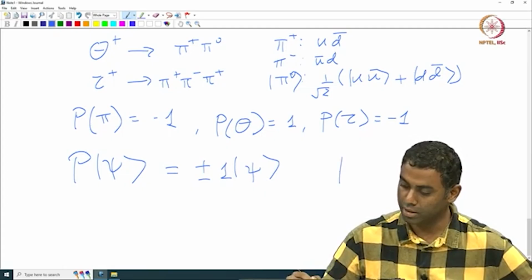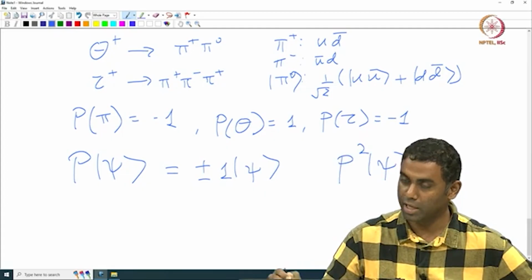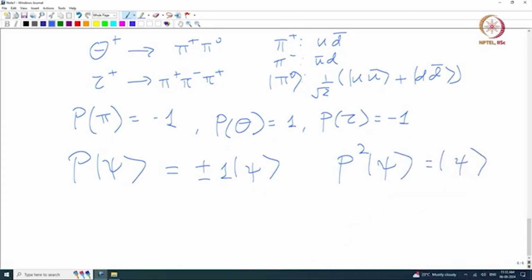Because I do know that if I apply parity twice, I should get back the same state. That much we know, right. That is inviolate at least, right. So I know that the eigenvalues have to be plus or minus 1, right. I did another sleight of hand here. I talked about this a little bit in the first class.